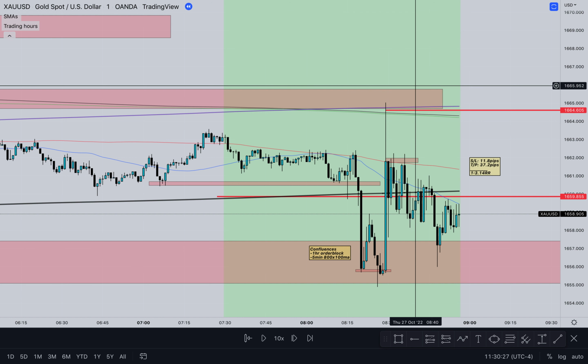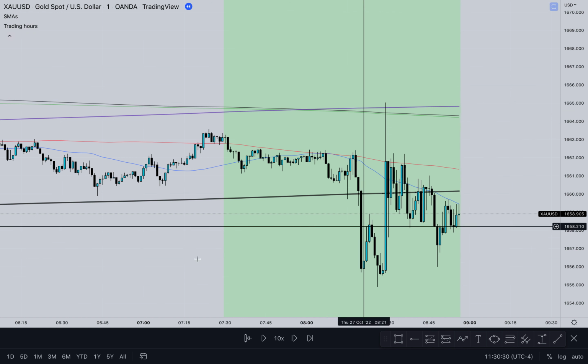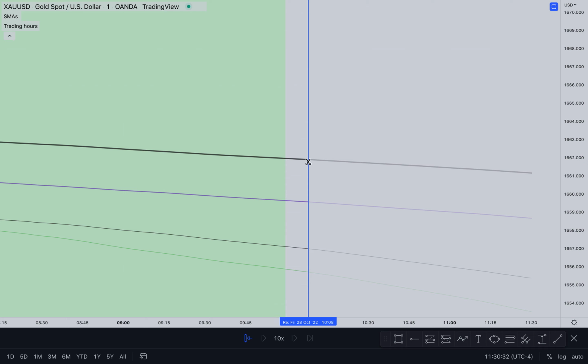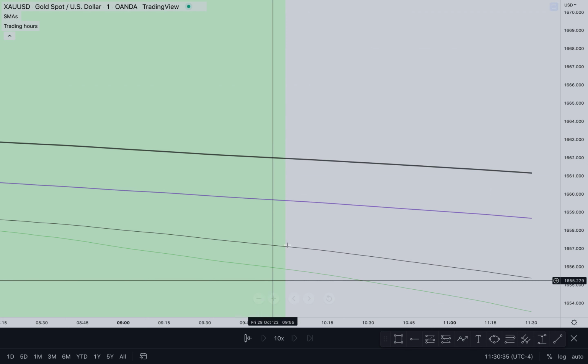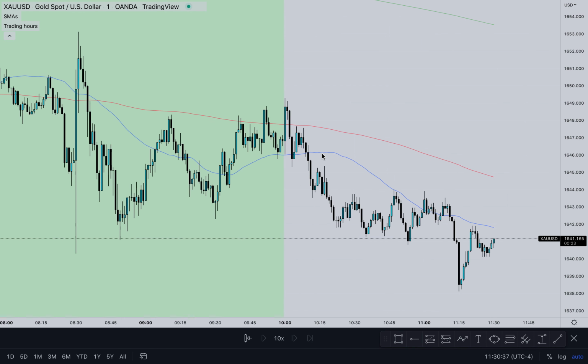Let me remove all of this. Sorry, let me see what's going on with the chart right now as well. It's probably still dropping. Yeah, it's still dropping.